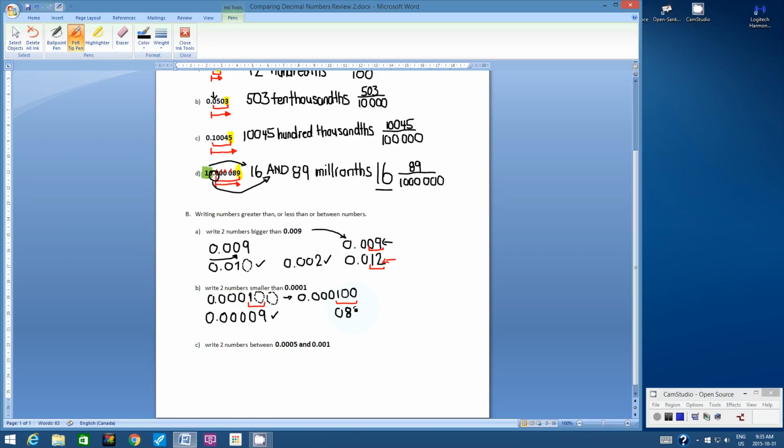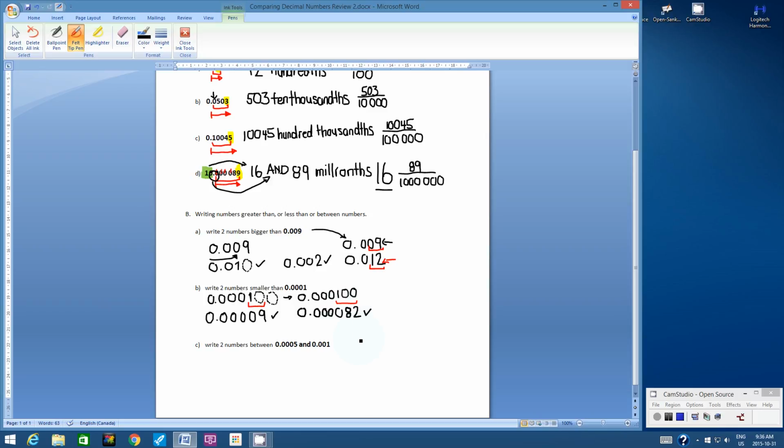0.82? 82 is less than 100, and I just have to fill this place value. Then I bring down all of the zeros here, and there we go. 0.0000082 is less than 0.0001. Okay, this answer is if you really understand your place value columns.